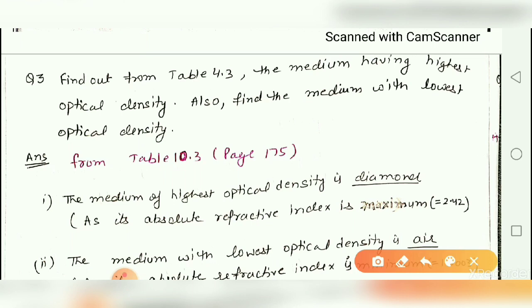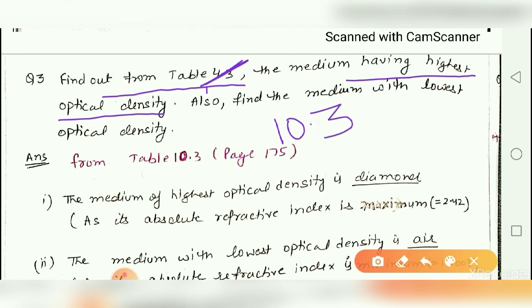Now, next question, find out from the table 4.3 the medium having highest optical density. So from the table, it is table 10.3, not 4.3. By mistake I have written 4.3. It is 10.3. The medium having highest optical density. Also find out the medium with lowest optical density.